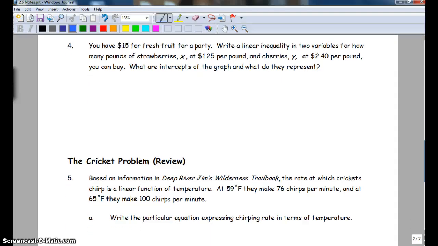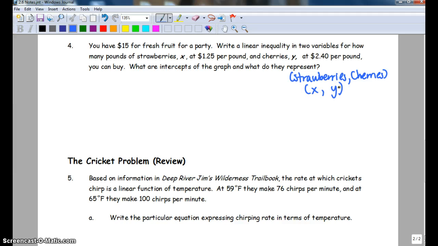You have $15 for fresh fruit for a party. Write a linear inequality in two variables for how many pounds of strawberries, x, at $1.25 per pound, and cherries, y, at $2.40 per pound you can buy. What are the intercepts of the graph and what do they represent?